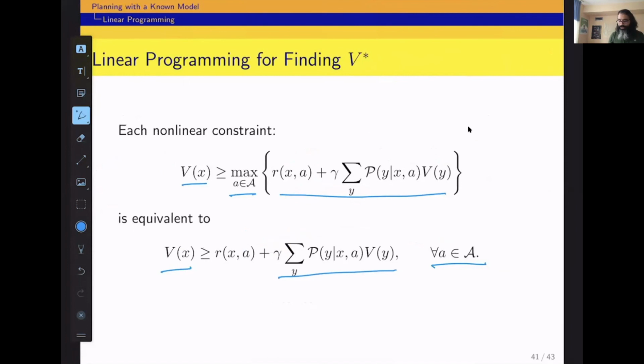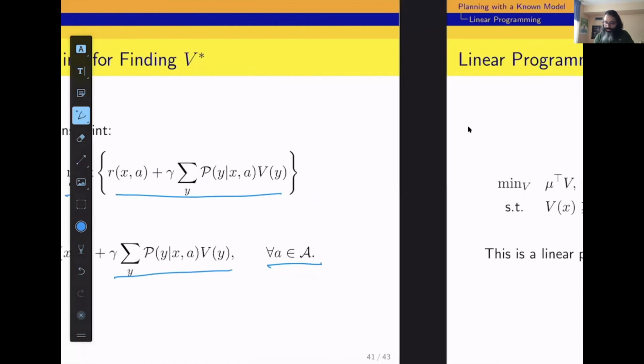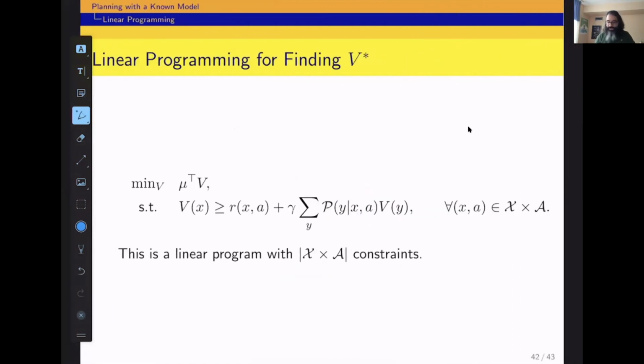Okay, here we got to the point that the constraints became linear constraints. So let's write everything again. We have a minimum of mu transpose V for any mu, subject to constraints that are now linear, for all states x and actions a. So this is a linear program with x times a type constraints, which is interesting because then we can use a linear program solver in order to find V star.